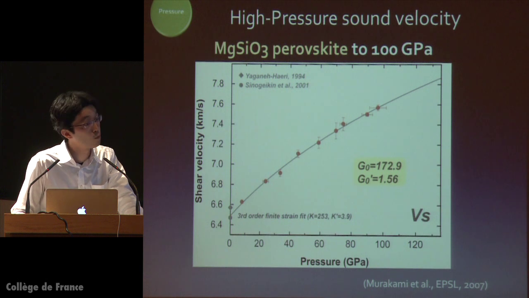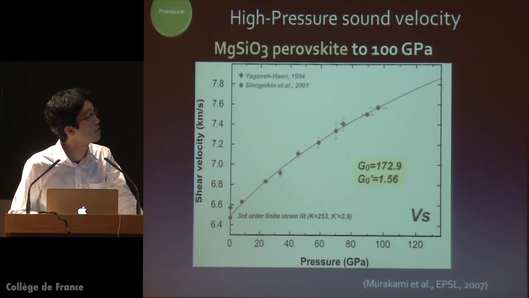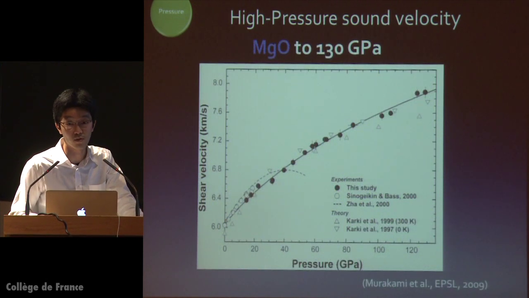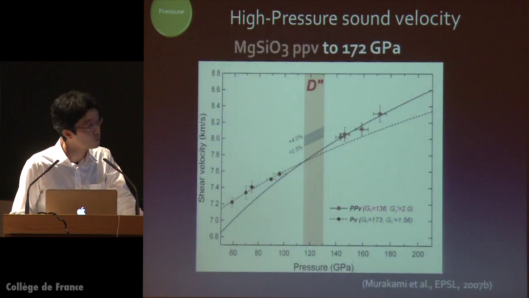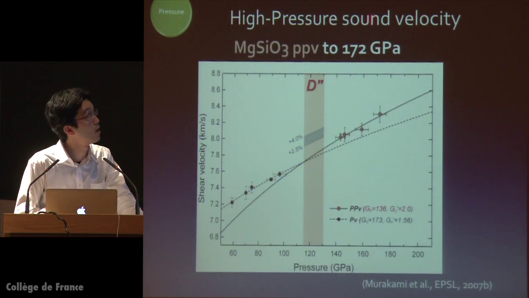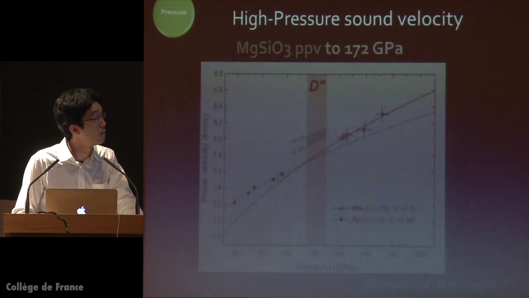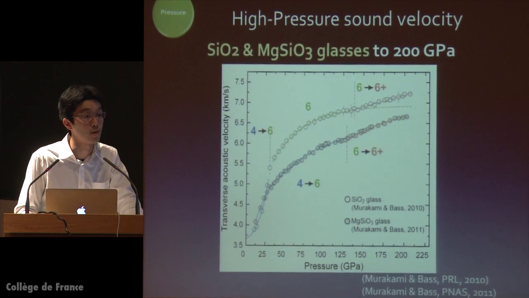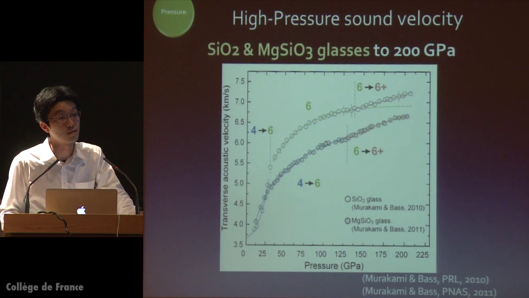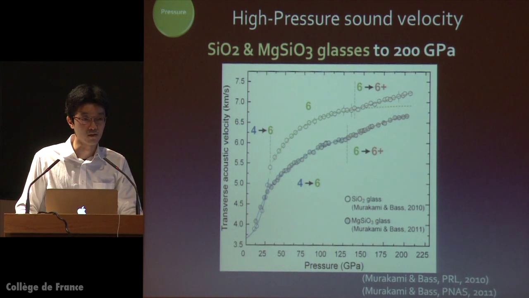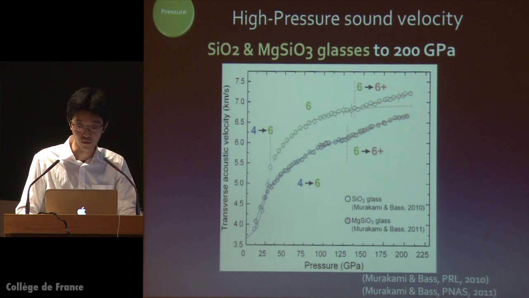So with this system, we have so far succeeded in measuring the shear wave velocity of pure MgSiO3 perovskite to about 100 gigapascals, pure MgO to a pressure of about 130 GPa, and also the pure MgSiO3 post-perovskite phase to about 172 GPa. And in terms of high pressure, we have achieved shear wave velocity measurement above 200 gigapascals on the silicate glass, as shown here.